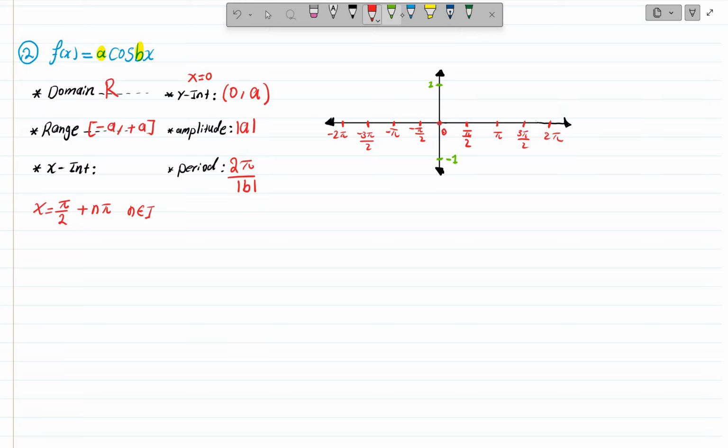Okay, for the parent graph, as we know, the range is between 1 and negative 1, and the x-intercepts are going to be pi over 2 and 3 pi over 2 for cosine. Also from the other side, negative pi over 2 and negative 3 pi over 2. So the graph starts from 1, be careful, not from 0.